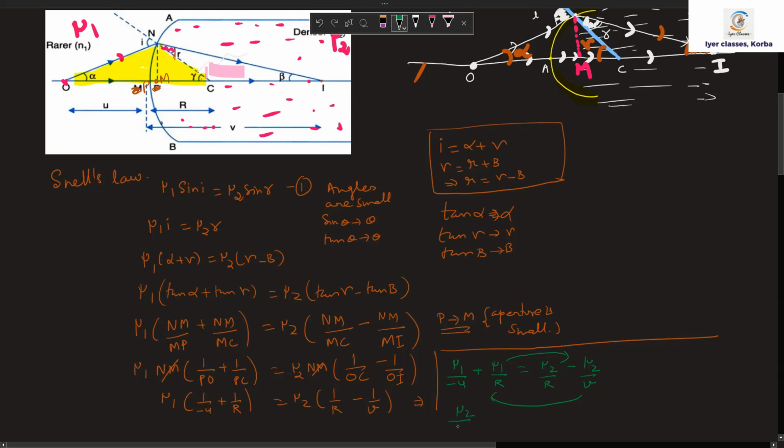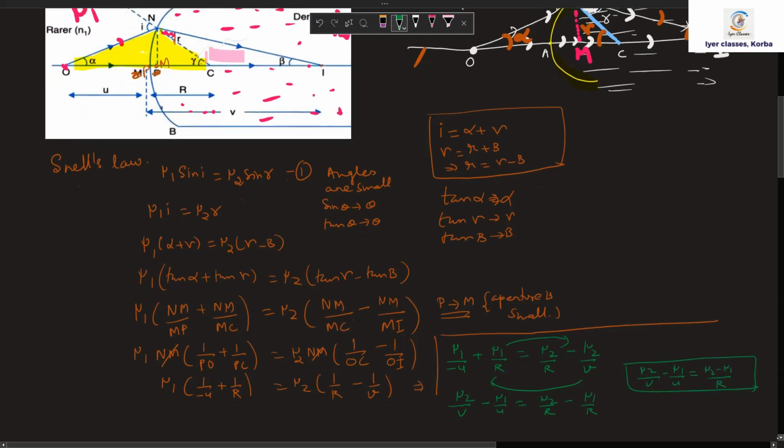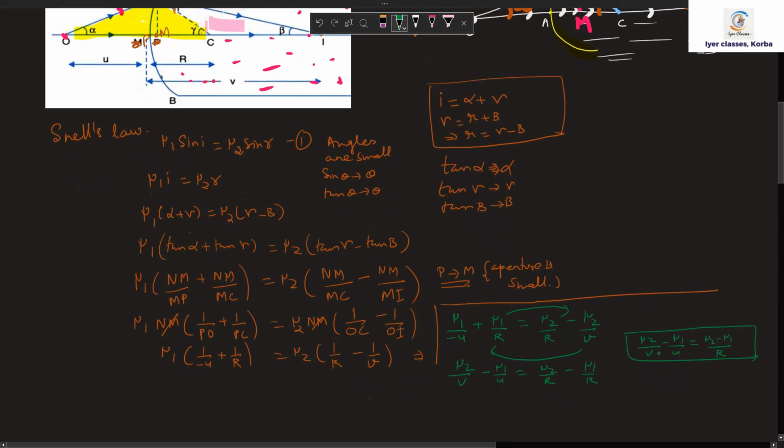It is mu2 divided by V minus mu1 divided by U, that is equal to mu2 by R minus mu1 by R. Now I'll get the final results. The final result is mu2 divided by V minus mu1 divided by U, that is equal to mu2 minus mu1 divided by R. Now when can I use this result? This result is used when the object is in the denser medium.